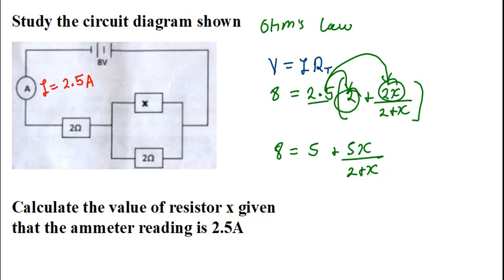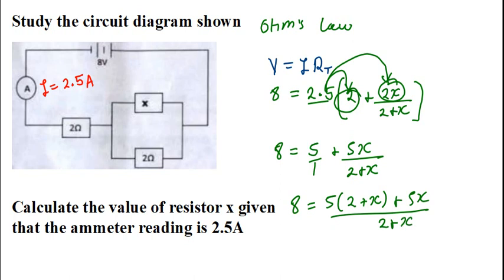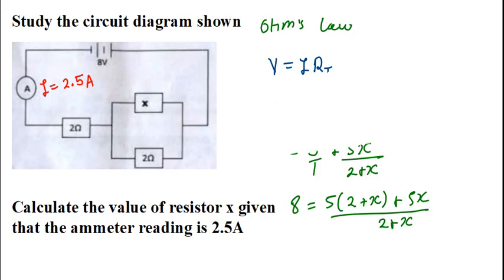So I can make this a single fraction. That would be 8 is equal to 5 open bracket 2 plus x, close bracket, plus 5x, divided by 2 plus x. You might wonder why it seems so easy and straightforward for me to make a given fraction a single fraction.